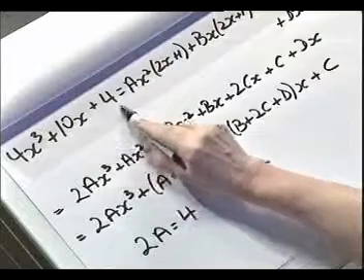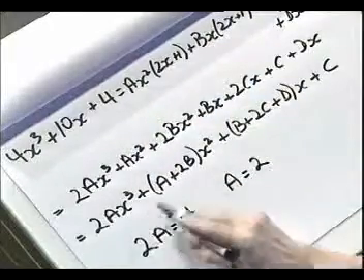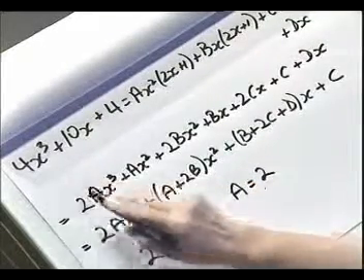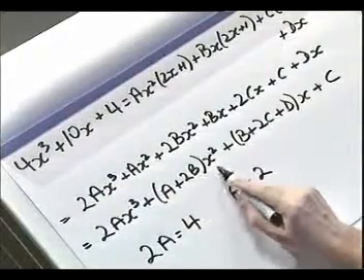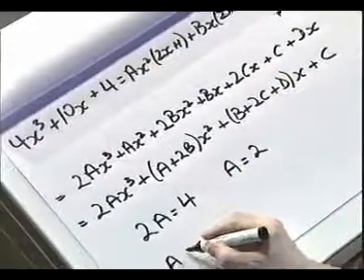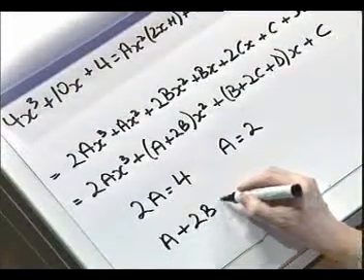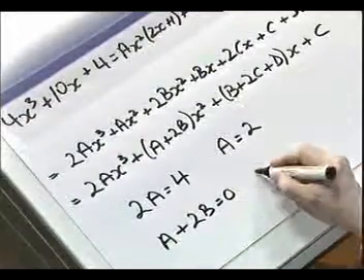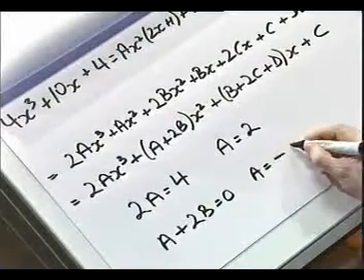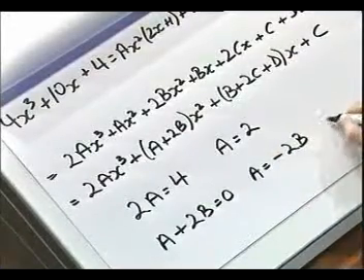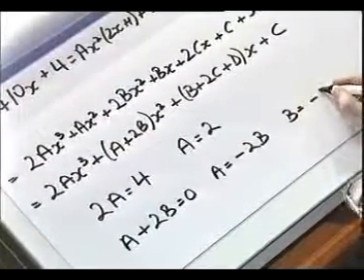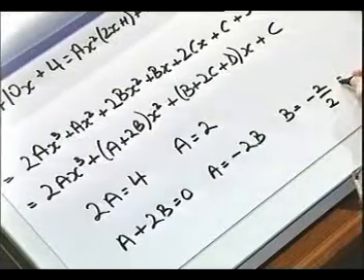Now look at the term in x squared. There is no term in x squared on the left, and on the right we have a plus 2b. This means that as there isn't a term in x squared on the left, a plus 2b must be equal to 0. So we have a plus 2b equals 0, which means that b equals minus 2 over 2 equals minus 1.